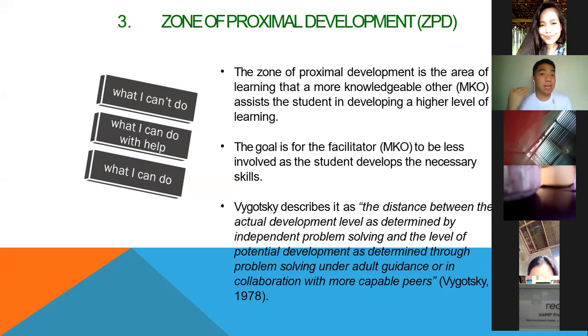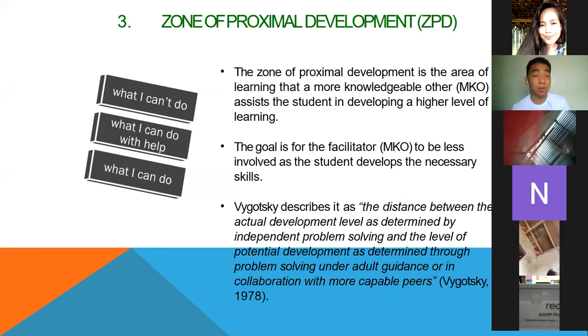So as an MKO, we don't need to be more involved in giving assistance. Remember that the focus is the student. He or she will not learn if you are more involved. He or she will not become more independent. If you keep helping all the time, he will always be helped. No. You only assist him. You only facilitate him, and you only help if it's needed. And that we call judicious assistance.